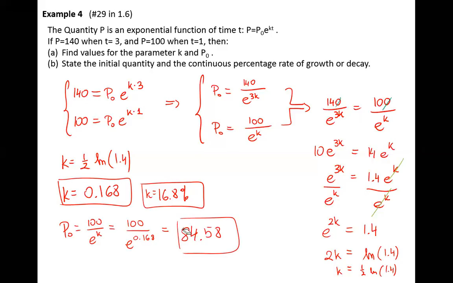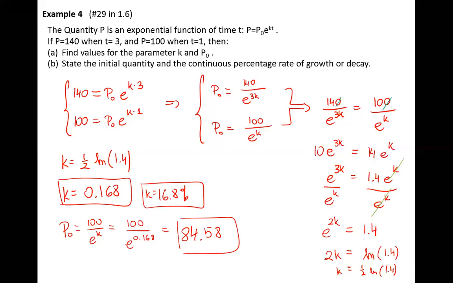As we can see, that's the initial amount. When I invest this, in the whole scenario, I will get $140 after 3 years, $100 after 1 year. Now you will answer question B.